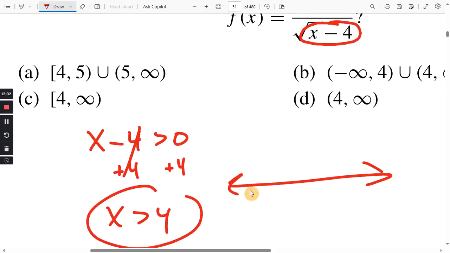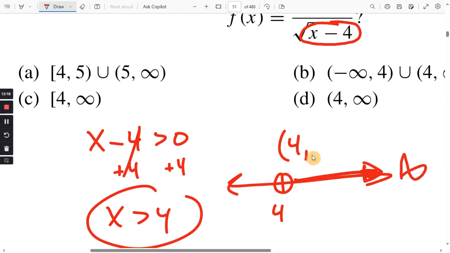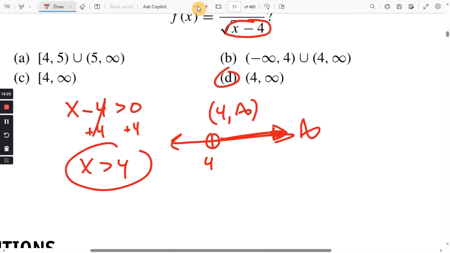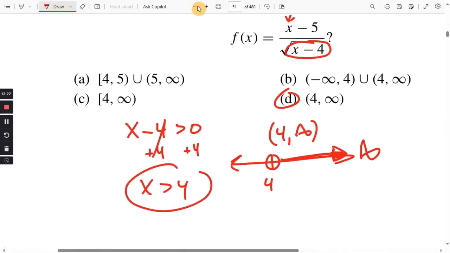So x is greater than 4. You start at 4, and it does not include 4. It doesn't equal 4, and it's everything greater than 4, so it runs to infinity. Since it doesn't include 4, use the rounded parenthesis, and it runs all the way to infinity. And for infinity, use the rounded parenthesis. So that is answer D.